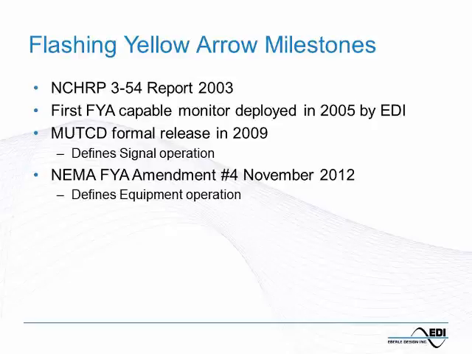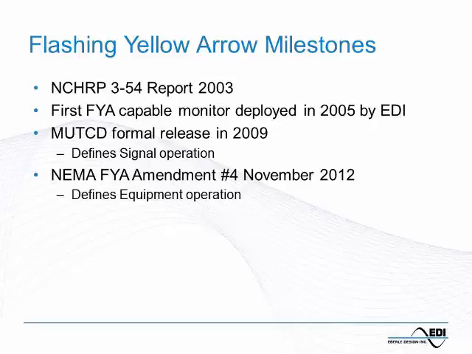Not too long after that, the NEMA Transportation section took up an action item to develop the flashing yellow arrow amendment for the NEMA TS-2 standard. So between those two documents, it pretty much defines how we implement and deploy and design flashing yellow arrow, and for the equipment, how it is intended to operate. So we have an equipment standard, we have an MUTCD standard.